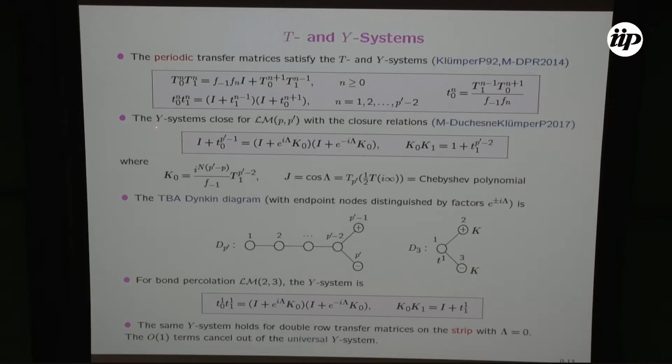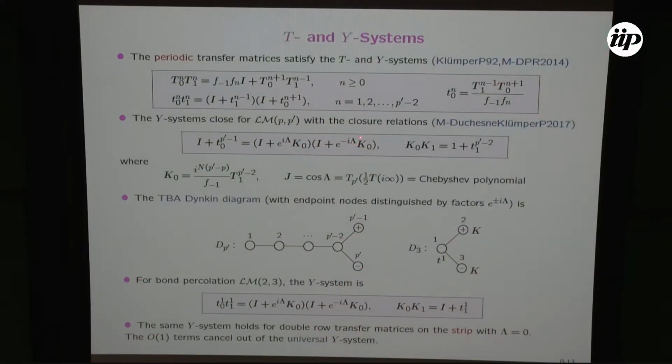In the logarithmic minimal setting, we have these same Y systems, but now we can use closure relations, and the closure relations take this form, where K0 is simply related to the last higher level Y or little t in this chain of Y system equations. Notice that on the right hand side we have these complex exponentials. J is the cosine of this lambda, and it's related to Chebyshev polynomials in the braid limit of the transfer matrix. So these are just some objects that enter these equations.